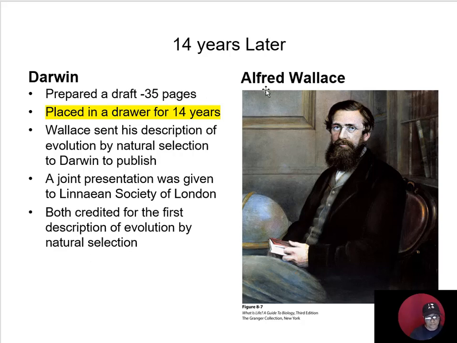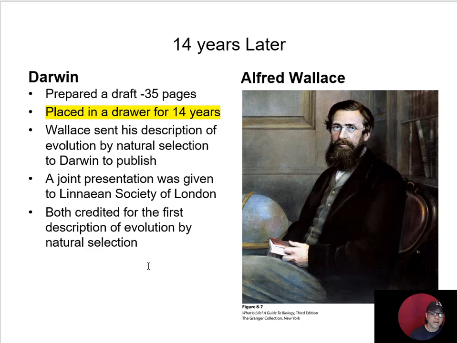And so Wallace, for a long time, was lost to history because he didn't make it out of the jungle to tell the story to the Linnaean Society. It was Darwin who stood up and did the presentation for both of them. And of course, then Darwin got all of the fame and everything that went along with it.